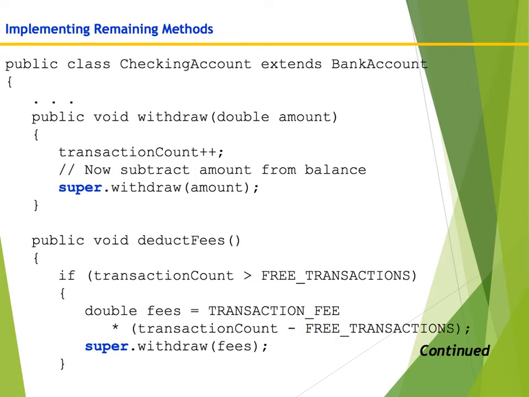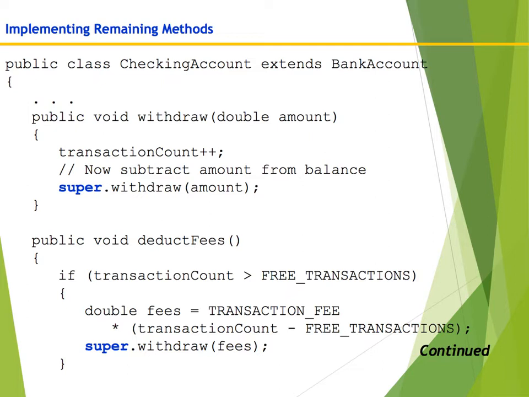In the same way that we override the deposit method, you can override other methods like withdraw. In this example, in this slide, as you see, the withdraw method is overridden in a similar way. We first increment the transaction count, and then we call the withdraw of the superclass with the same explicit parameter as the one given as the explicit parameter of the withdraw method in the CheckingAccount class.